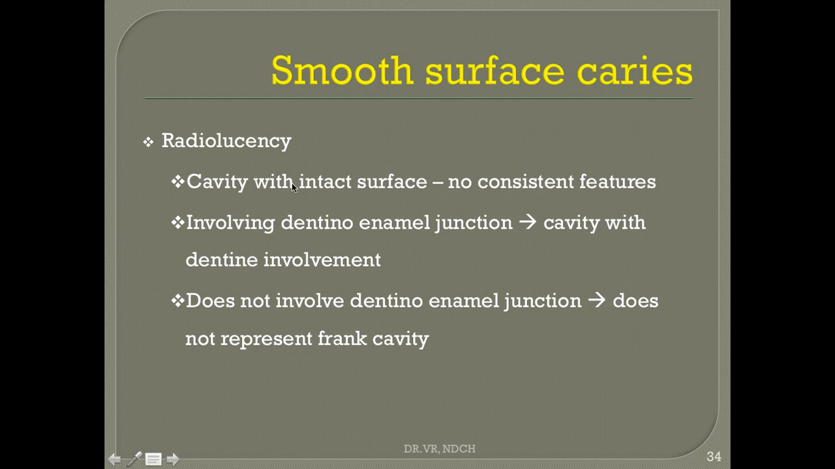It shows a radiolucency when you take a radiograph, the smooth surface caries, but you should have a cavity with intact surface and many of the times it will not show consistent features. If it involves the dentino-enamel junction, you find a definite cavity with dentin involvement. If it does not involve the dentino-enamel junction, it will not represent a frank cavity. So smooth surface caries shows so many features. It can show a radiolucency on radiograph, a cavity, with or without dentin involvement.